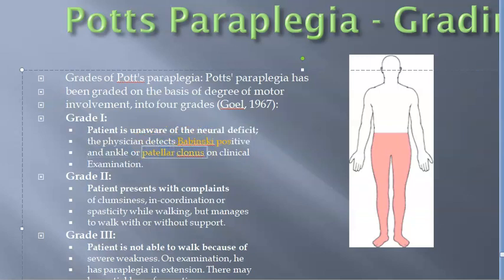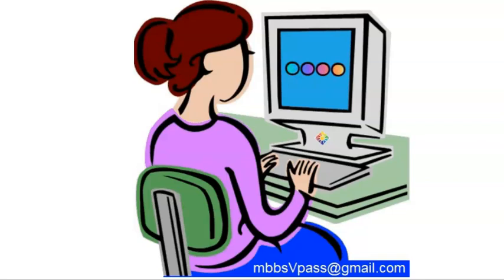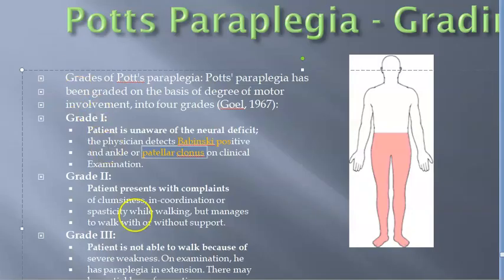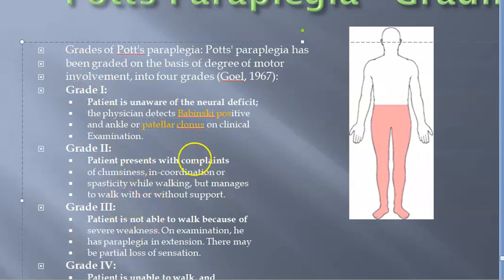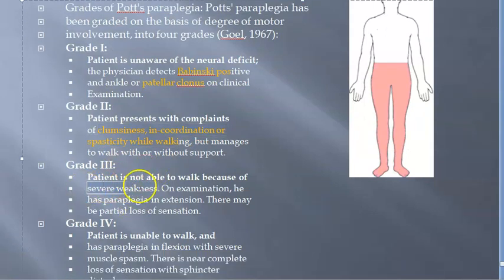So that is why, when you're suspecting tuberculosis of the spine, you should start looking for these neurological signs, right? Grade 2. The patient himself is complaining. He has clumsiness, incoordination, spasticity while walking, but he somehow manages to walk with or without support. Okay. Now coming to grade 3, he has severe weakness. Now he's saying he's not able to walk also. And then you will check.